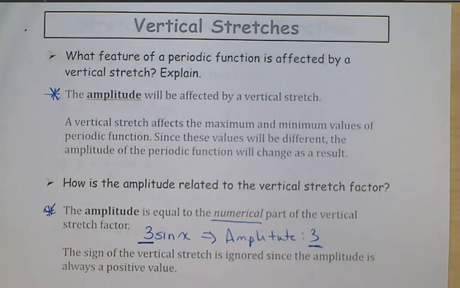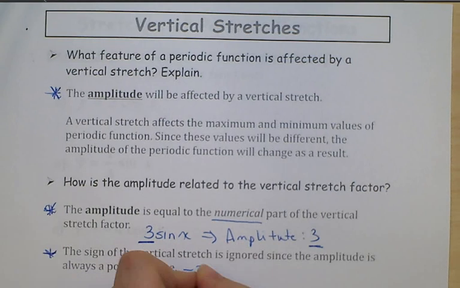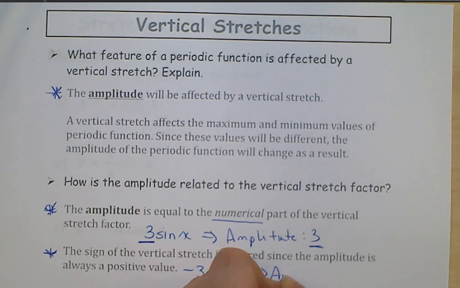The last sentence here, the sign of the vertical stretch is ignored because the amplitude is always a positive value. So if, for example, it says negative 3 sine x, our amplitude would still be just 3. So we don't include the negative sign when we're talking about amplitude.